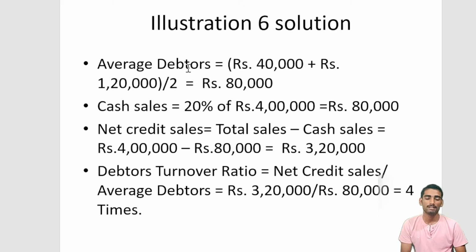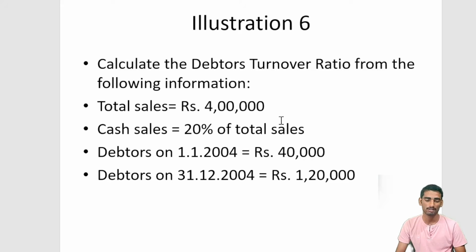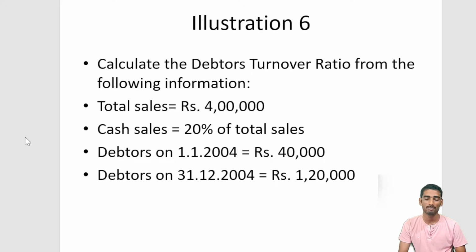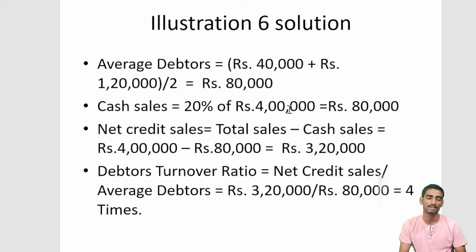So average debtor is equal to what? 40,000 plus 1,20,000 upon 2. Similarly, cash sale they have already given in an indirect way, that is 20% of total sale. So 20% of total sale, that is 4 lakh, you will get the value as 80,000. So you got the cash sale, and you got the average debtor.